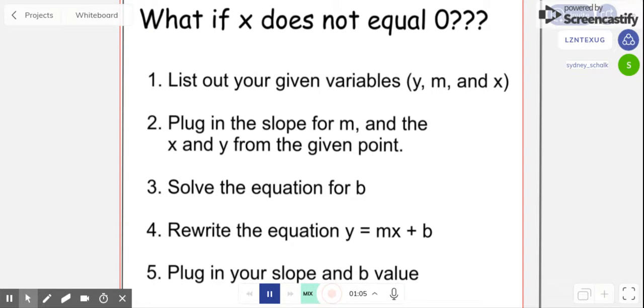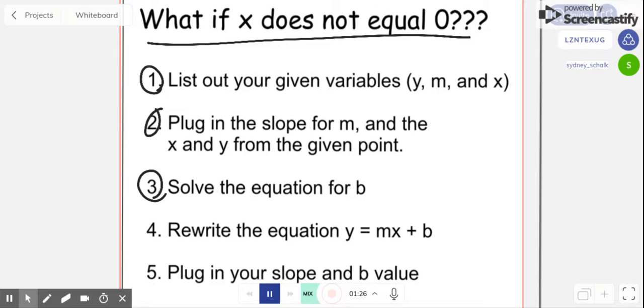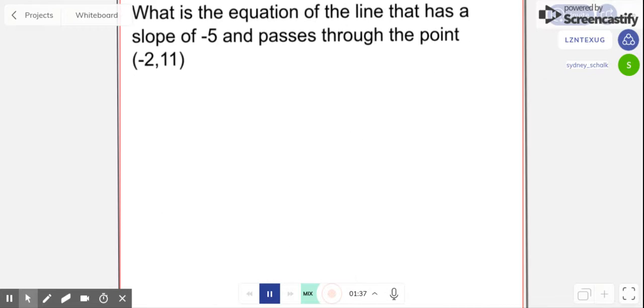So that last example made it nice and easy for us. But what if x does not equal 0? Well, then we need to list out our given variables. So what is our y, our m, and our x? Next, we can plug in our slope for m and the x and the y from the given point. And from there, we can solve for b. We can figure out what our y-intercept is. Then we can rewrite the equation y equals mx plus b with our slope and our b value plugged in, or our y-intercept plugged in.